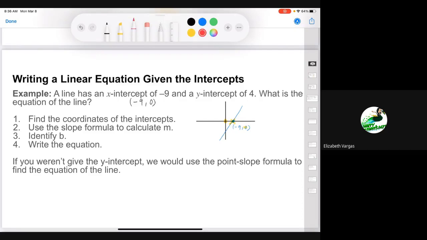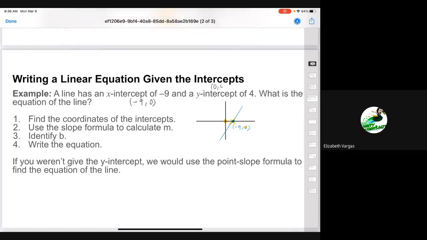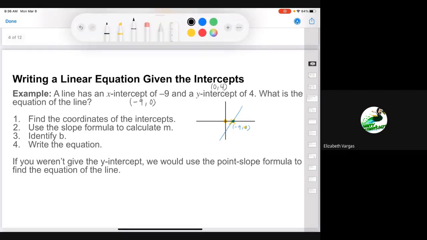On the other hand, whenever I have a y-intercept like I do here, it would be 0 and 4. So my x would be 0. And why is that? Well, let me show you. Say that it was right here, 0 and 4. Well, again, if I had a line that passed through there, my x would always be 0 in that instance because it would fall right here where x is 0. Okay? So that's how I know to get -9 and 0 and 0 and 4.